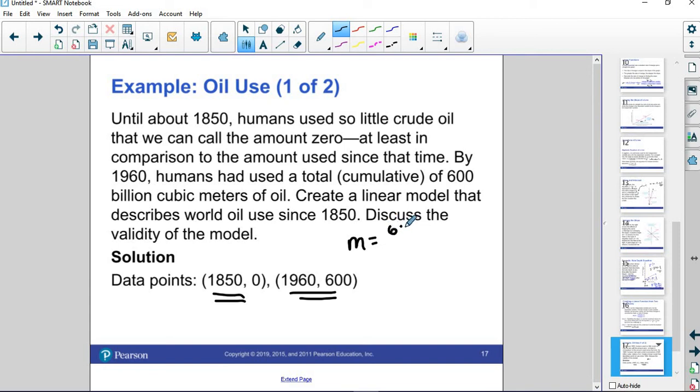So y2 is 600. y1 is 0. x2 is 1960. Make sure if this is y2, then this is x2, that they go together. And then you subtract 1850. So m is equal to 600 over 110. And that reduces to 60 over 11. And we're just going to leave it like that. We could write it using decimals, but then it would be rounded off, and I don't want to do that. So that's my slope.